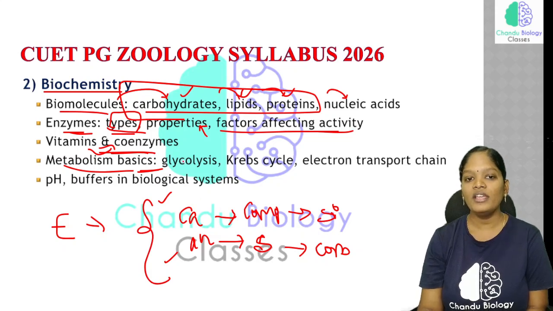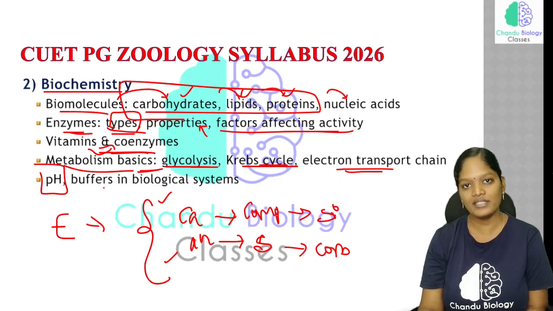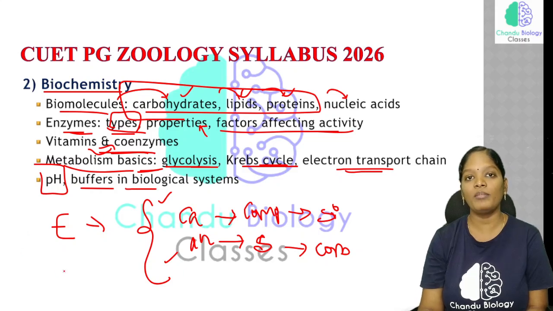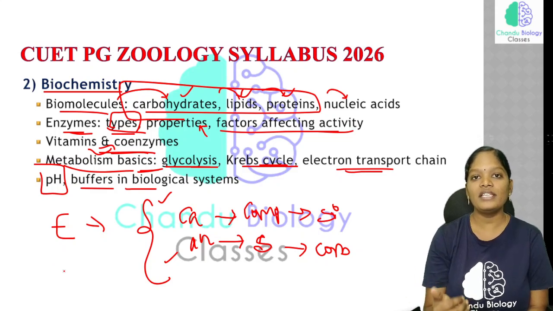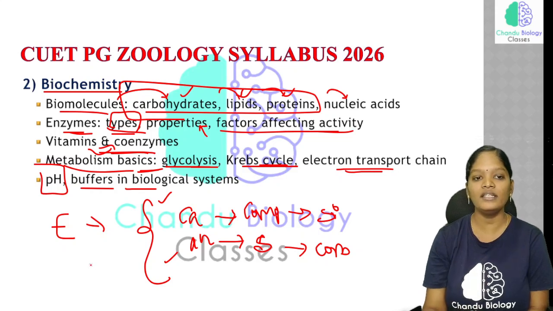So that is glycolysis, which is a carbohydrate metabolism, the Krebs cycle and the electron transport chain. Everything will be discussed in detail in the metabolism process. Besides all these things, we have to study what pH is, the basic understanding of pH, buffers and buffers in the biological system. For example, bicarbonate acts as a buffer in the human blood system. We are going to discuss it in detail in the classes.